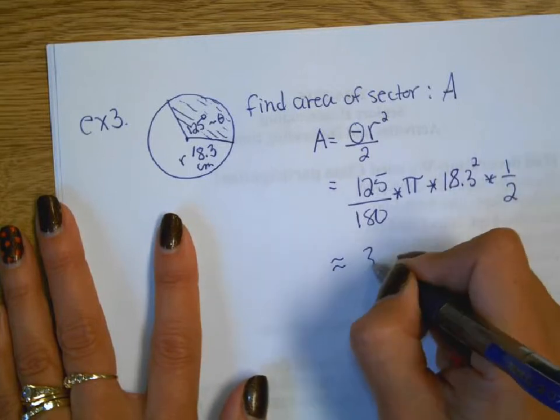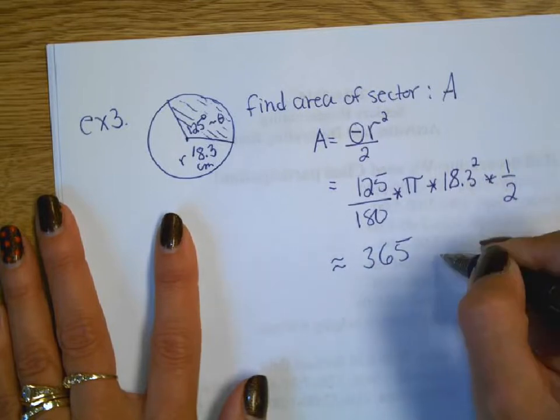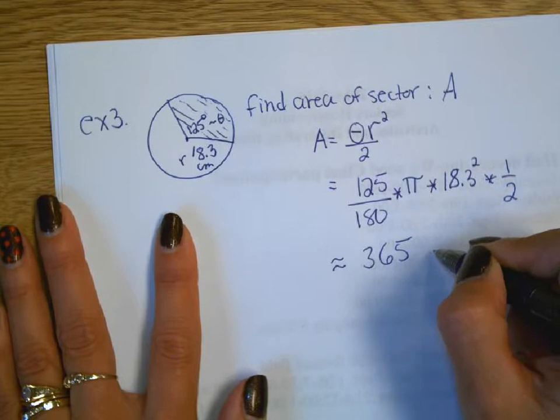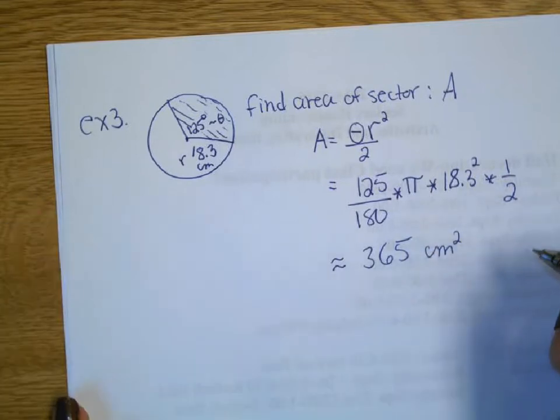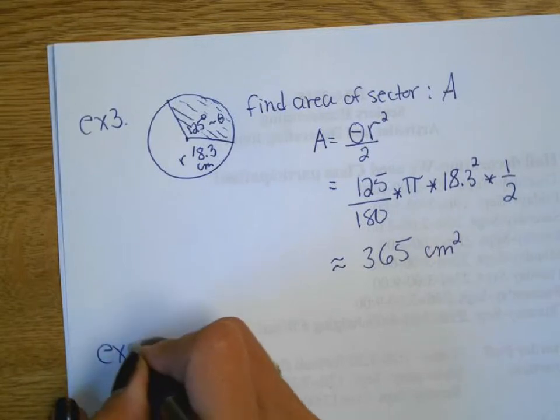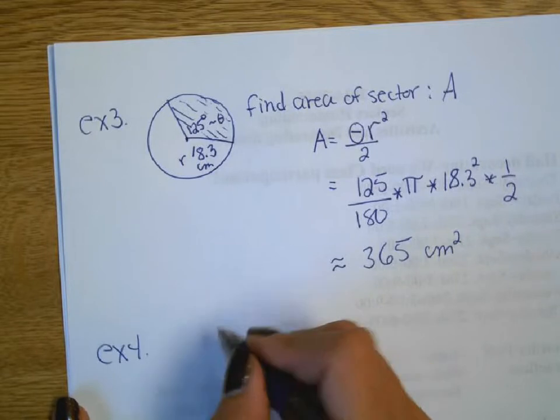So again, what is it? 365. And then what kind of units would this be? There's area. I have centimeter squared. Oh, yeah. It is correct. Okay, try another. Because it's area. Area is always units squared.